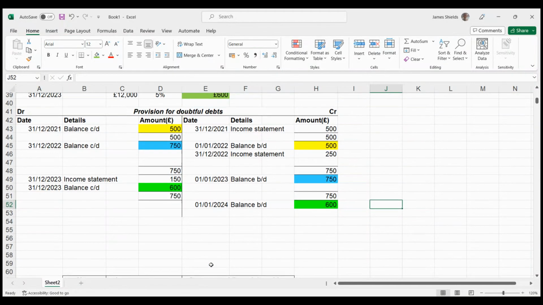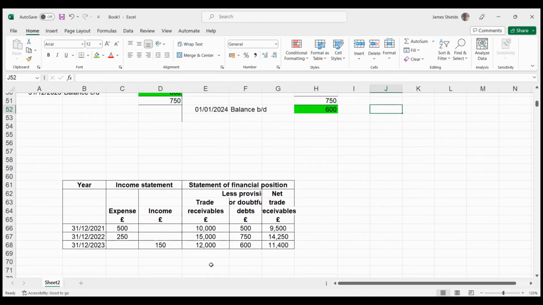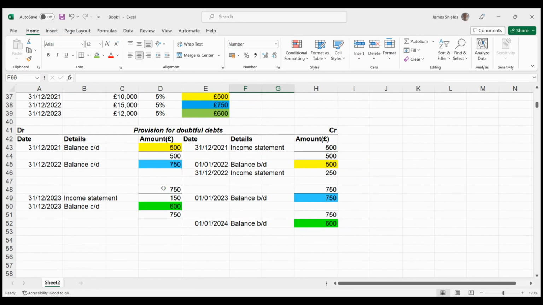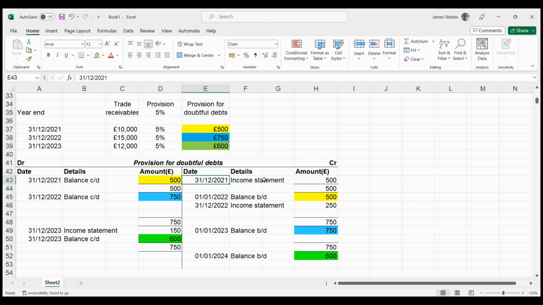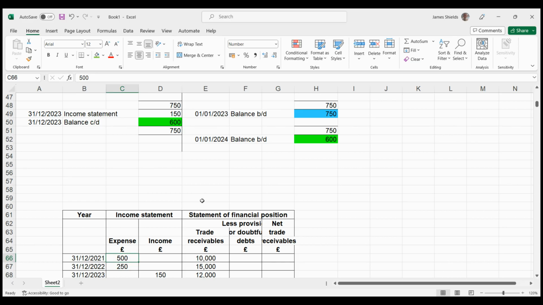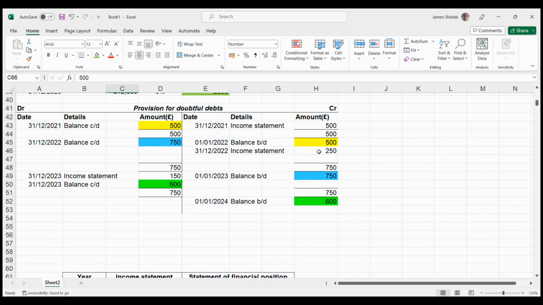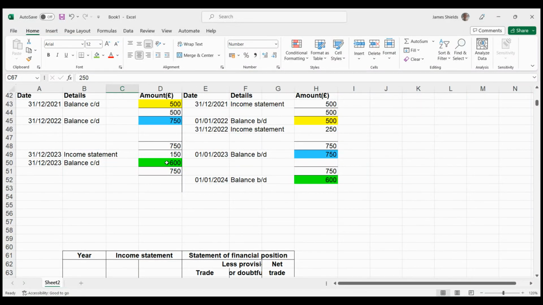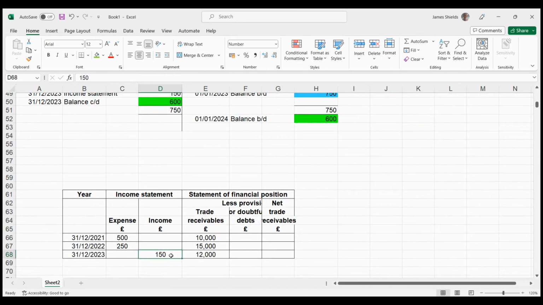Now we're just going to complete the table below now. So I've got the year, December 2021, 2022, 2023. And we've got the expense. So let me just remove these for the moment. In December 2021, we're going to have an expense on the income statement of £500. So that's where my £500 there comes from. December 2022, again, an expense of £250. So that's going to go there. And in 2023, it's the opposite. The provision has gone down, so it's treated as income. We're going to have an income of £150.